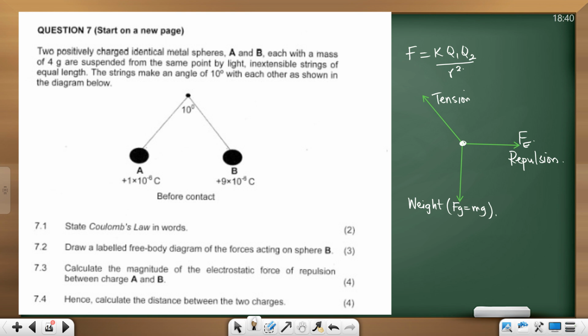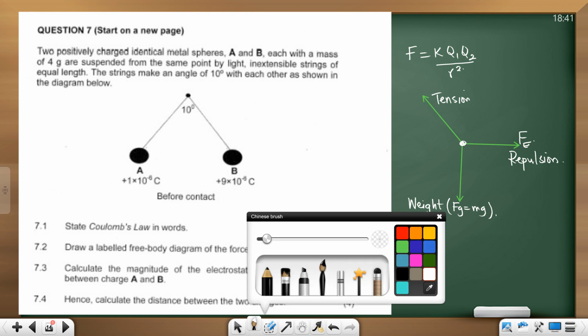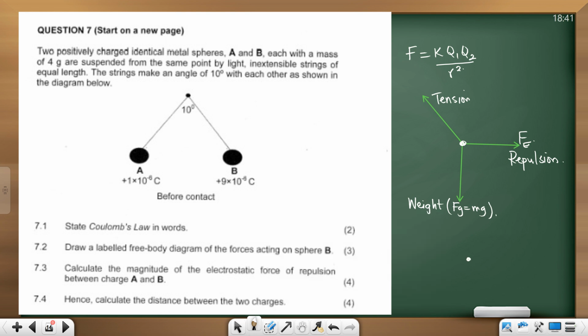Calculate the magnitude of the electrostatic force of repulsion between A and B. Now, what comes to your head quickly is to say F equals K Q1 Q2 over R squared. But are you aware we do not have R squared? That's a problem. Now, what do we do? Again, just like we've been doing in Newton's law, my dear learners, resolve these forces. Fe, what do we have? Fg, what do we have? Ty or Tx, and we have what?